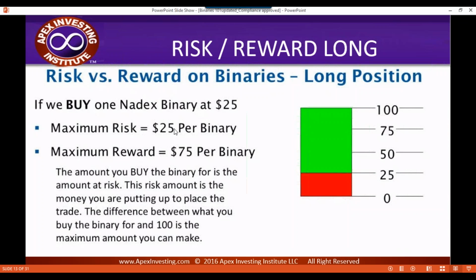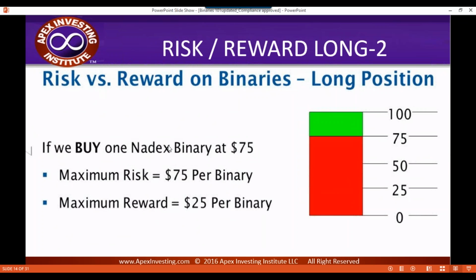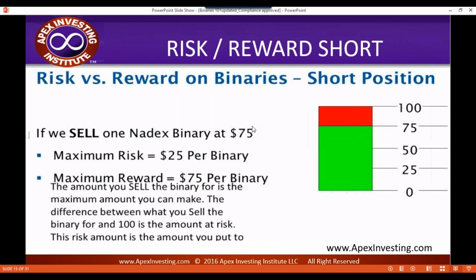Now let's take a look at the opposite. Let's look at one more example here. Let's say we were to buy a Nadex binary for $75. Our maximum risk is what? 75 bucks. That's the amount we bought for. The most it can be worth at expiration is 100. So our maximum reward is $25. Okay, just another example there for you.